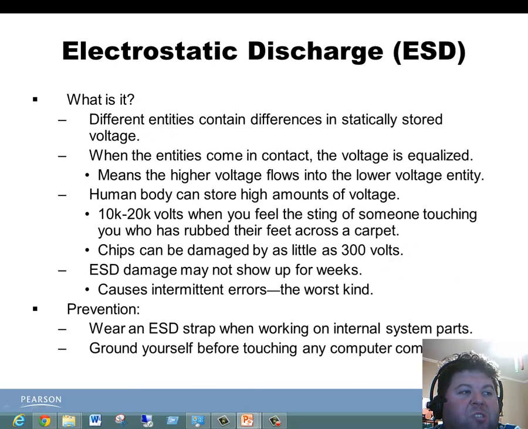So we've talked about electrostatic discharge before. I just want to mention it again to make sure that everyone remembers about it. Different entities contain differences in statically stored voltages. When those entities come in contact, the voltage is equalized. That's their nice way of saying, when you've rubbed your foot across the carpet and then you touch somebody, the voltage equalizes, and that's when they get a shock.